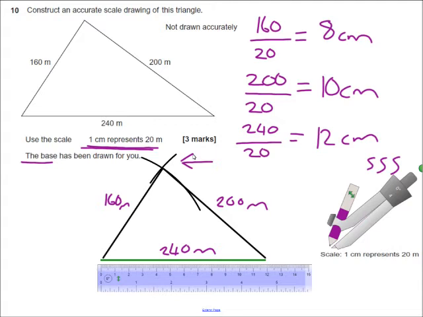And the examiner will be looking for the compass marks, the construction lines, for you to get all of the marks. If you do it by trial and error with a ruler, then you're not going to get all the marks, even if your diagram is accurate.